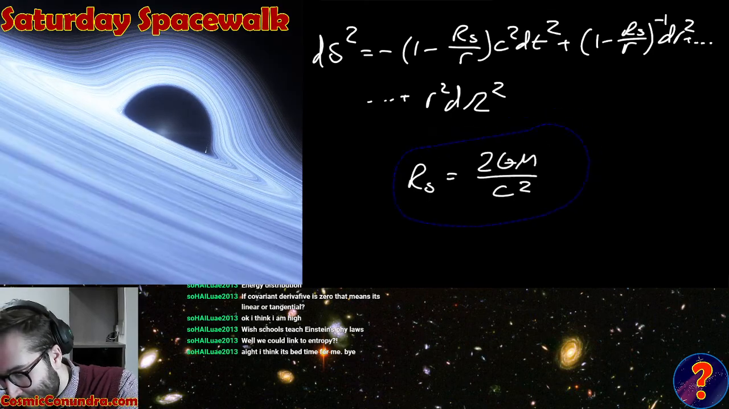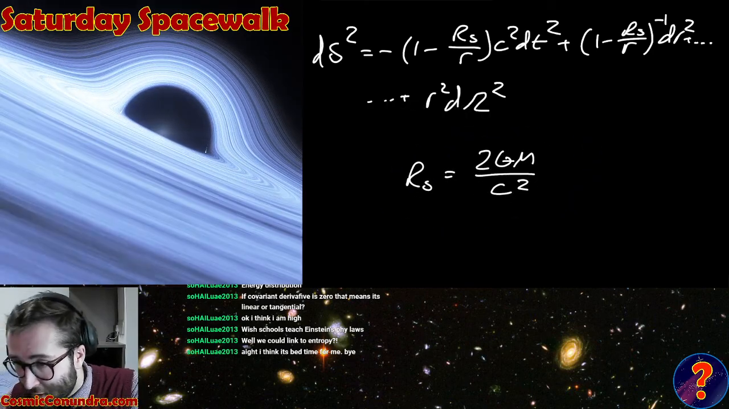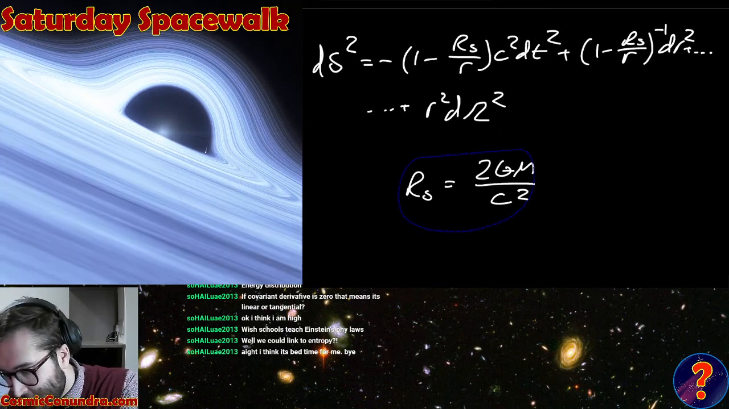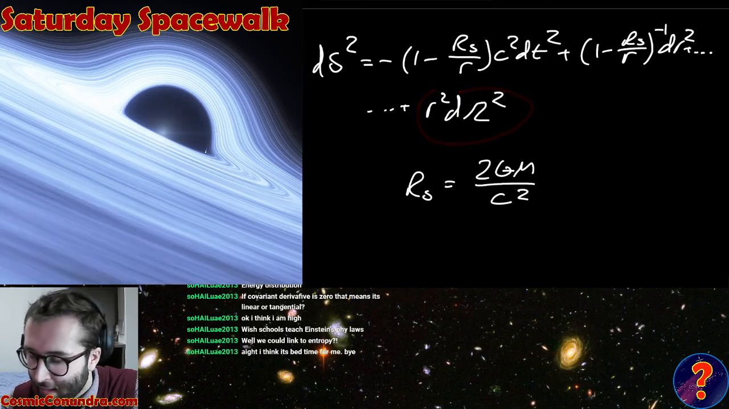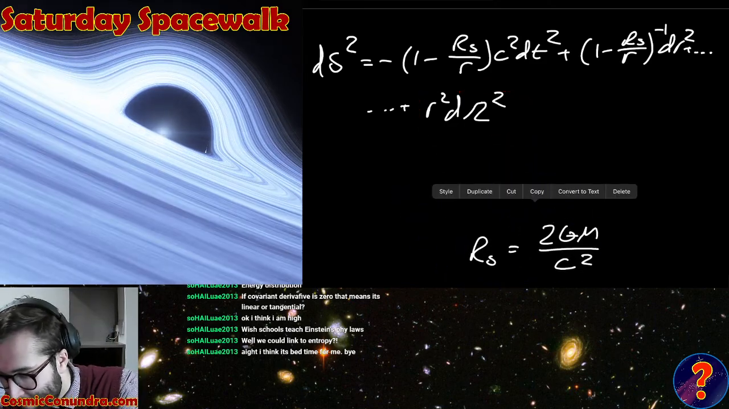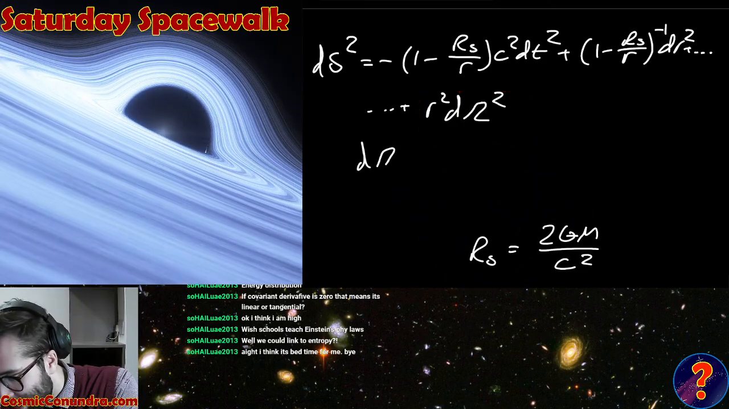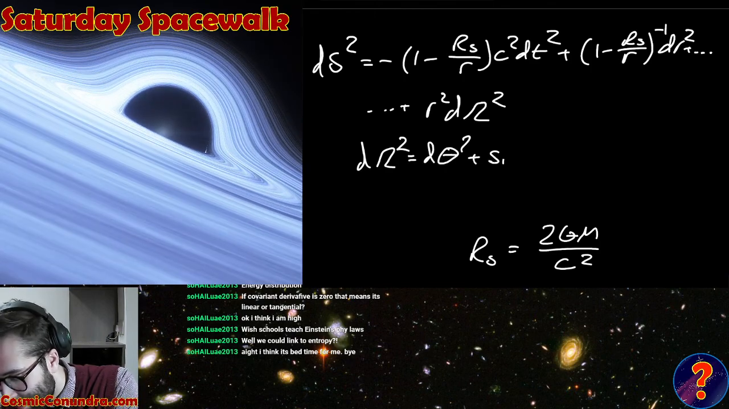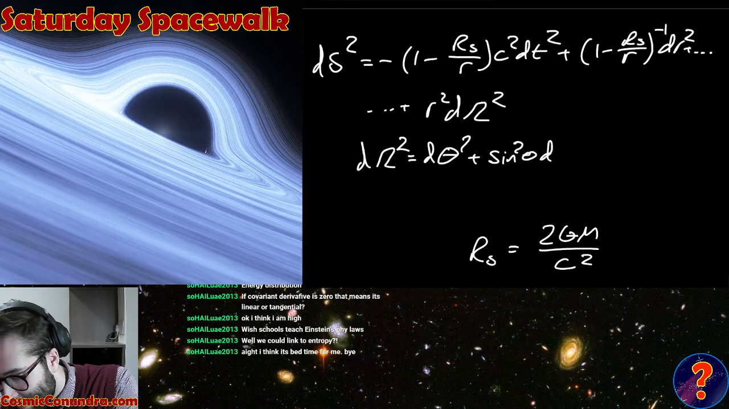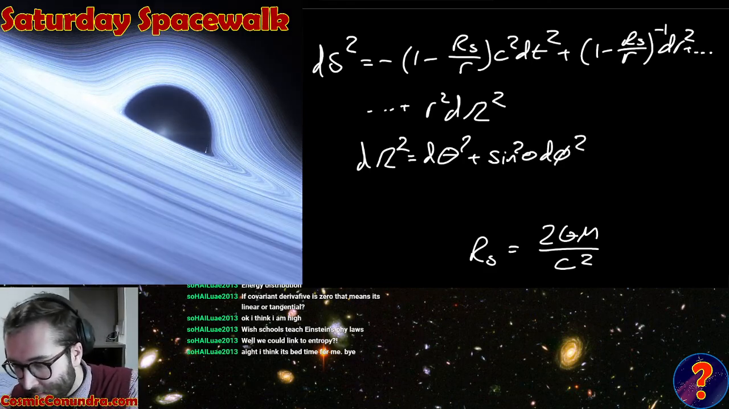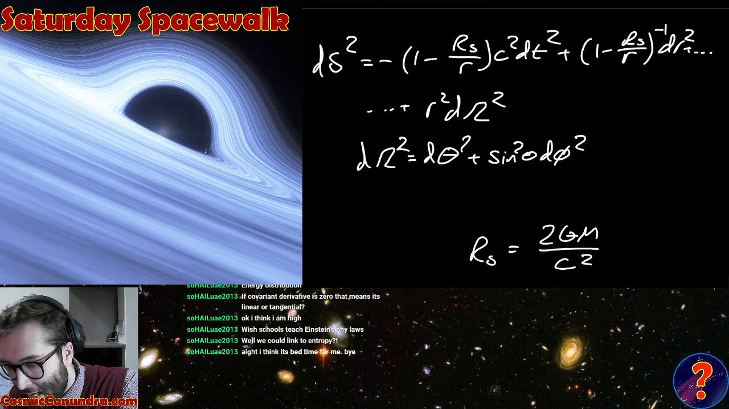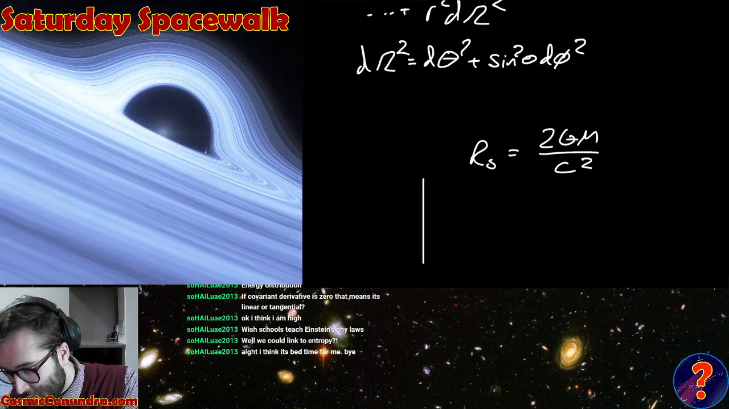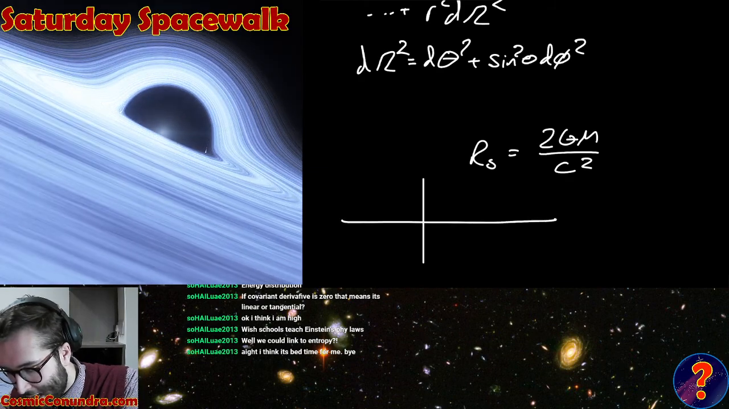So let's comment on what this actually means in terms of coordinates. We've got this term here, which is like a spherical polar coordinate term. As usual, dΩ squared is short for dθ squared plus sine squared θ dφ squared. R is a radial coordinate, and θ and φ are angular coordinates.